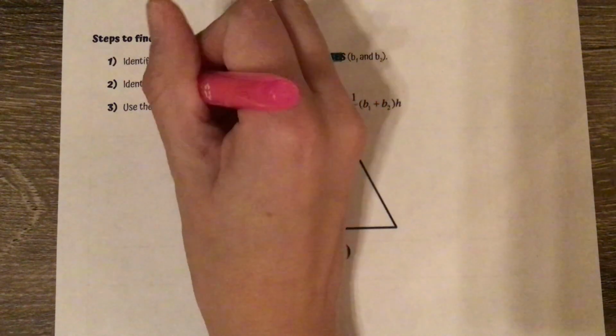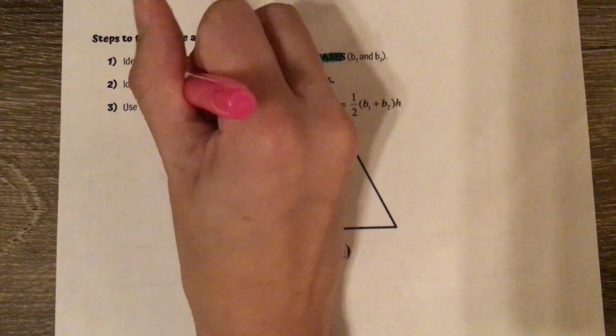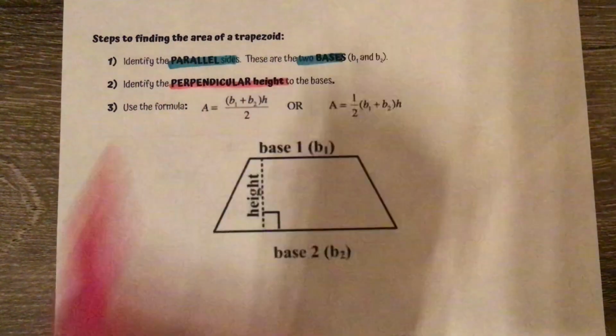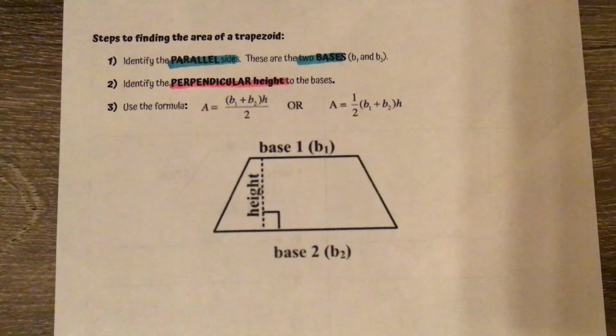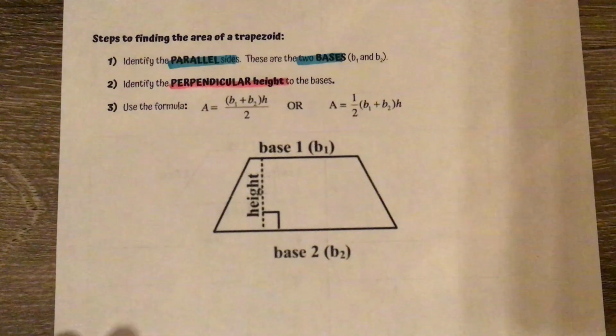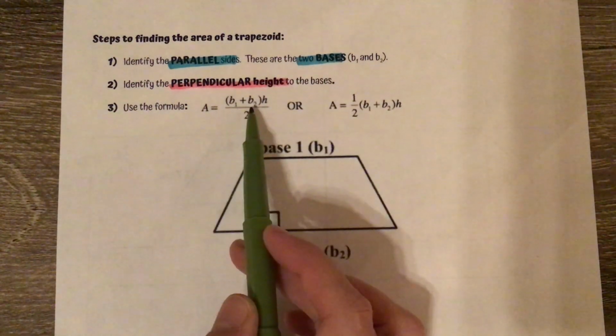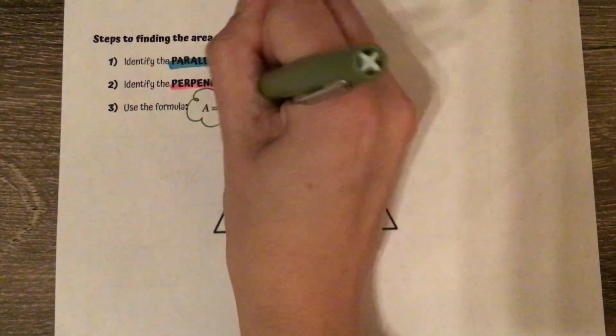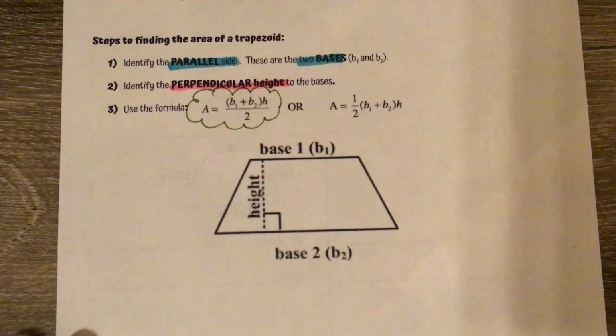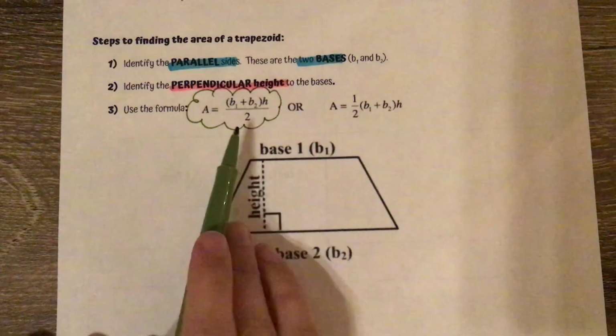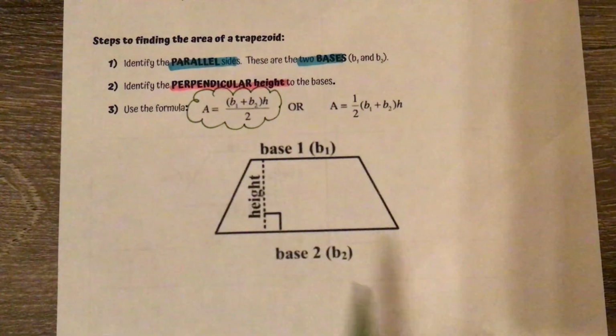And then we are identifying the perpendicular height to the bases. Use then the formula area equals base 1 plus base 2 times the height divided by 2. So there's the one to the right that has fractions in it, and you could use it, but we're not really going to be working with ones that have fractions, so this is the way to look at it.